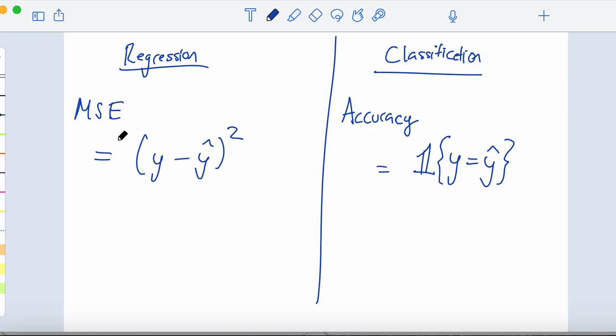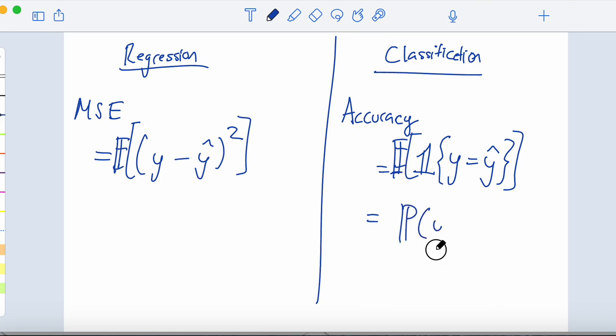Well, normally you do the mean value. You take the expected value of this, right? That's the mean squared error. You average the true value minus what you guess, squared. And if you average this, this accuracy is sort of the probability you got it right. The expected value of something that's either one or zero is the probability that y equals y hat. Did you get it right?